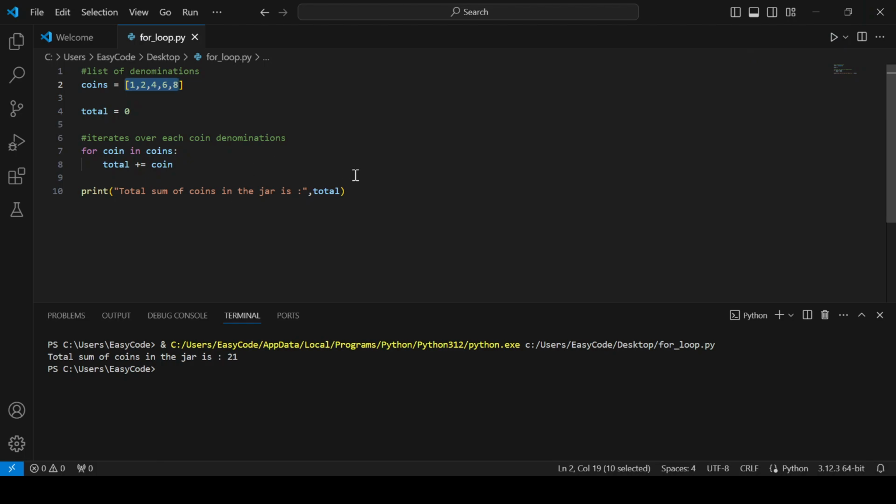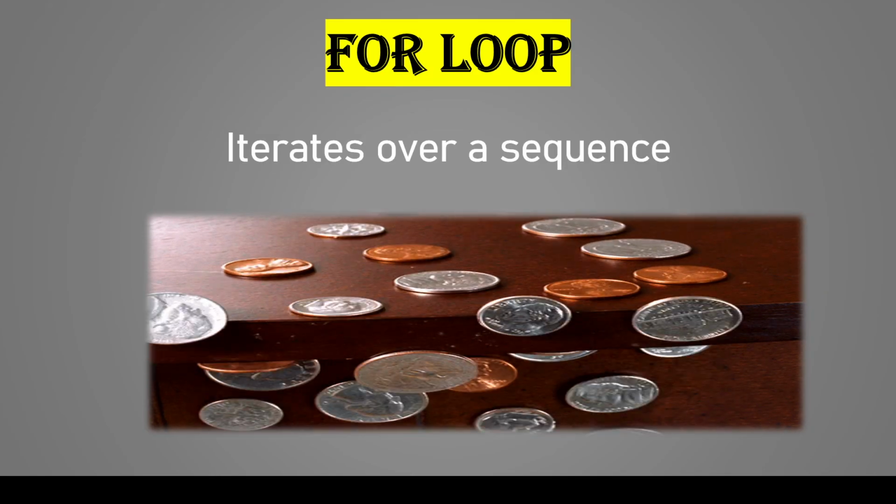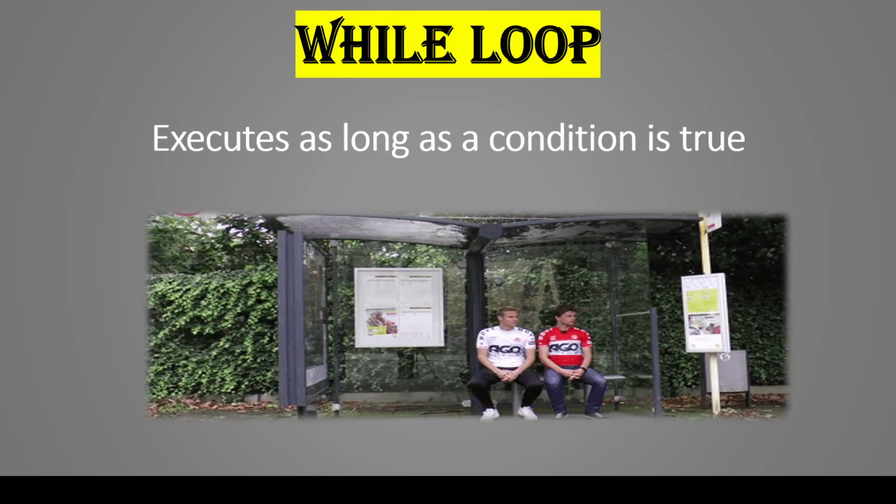So here basically the loop iterates over each coin, adding its value to a running total until all coins have been counted. I hope it is clear. So the next loop that we have is the while loop.